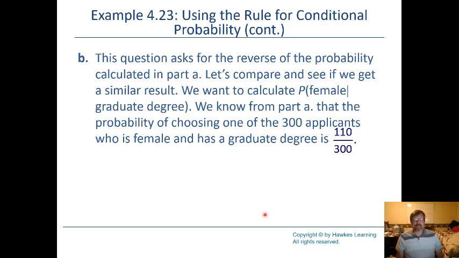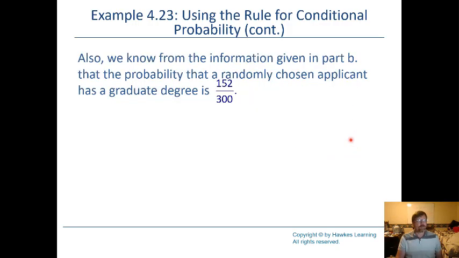So this asks for the reverse of what we got in part A, what the probability would be of getting a female given we decided on somebody with a graduate degree. We know from part A that we've got 110 females with graduate degrees. That's 110 over 300. From what was given in part B, we know that there's 152 total graduate degrees out of that 300.